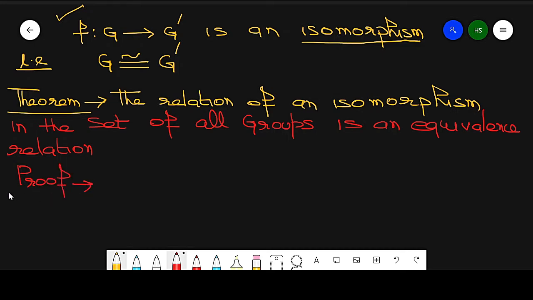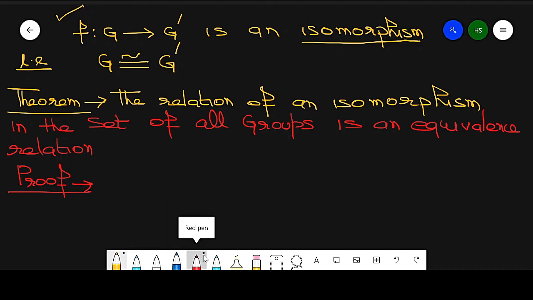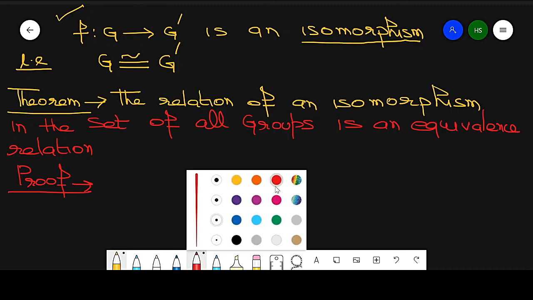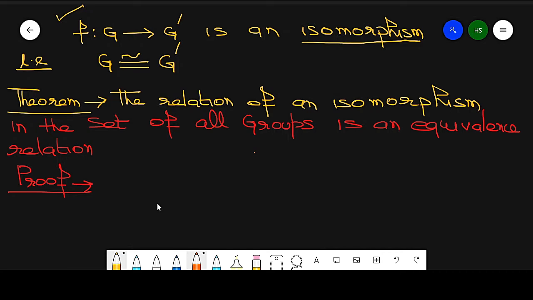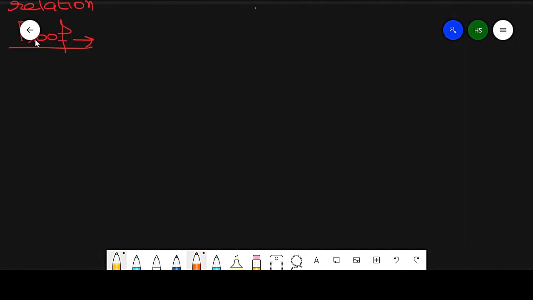So what is an equivalence relation? It satisfies three properties. Which are the three? One is reflexive, second is symmetric, third is transitive. Reflexive means it is related to itself. Symmetry means A implies B, then B implies A.